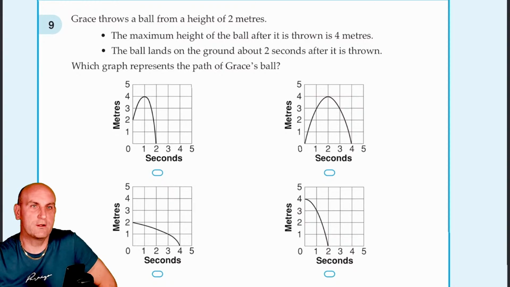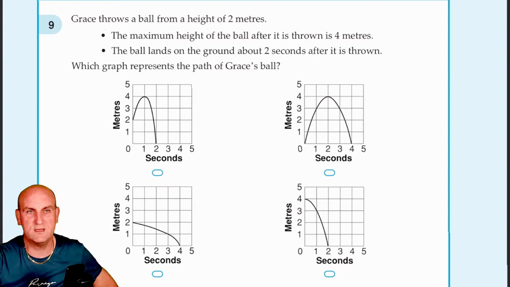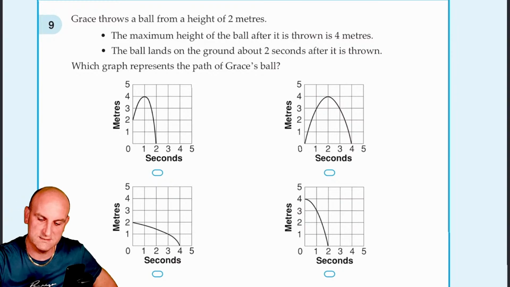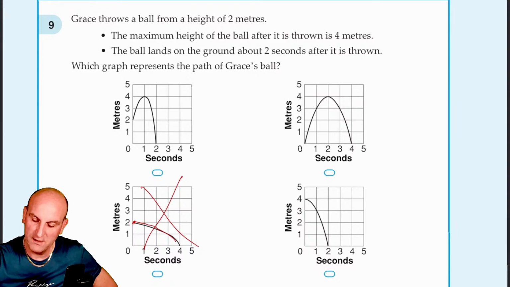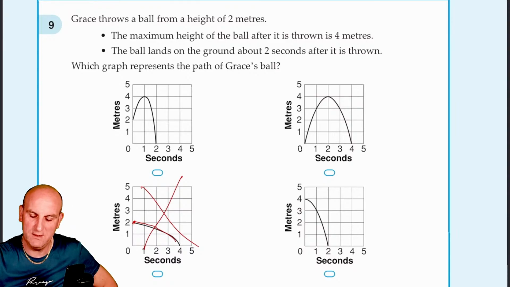Right, which graph represents the path? So I want one that goes to a maximum of 4 meters high. Now, again, I'm going to cross off the ones that can't be true. This one here seems to start at 2 and then go down. That can't be right. The rest of them all seem close, don't they?